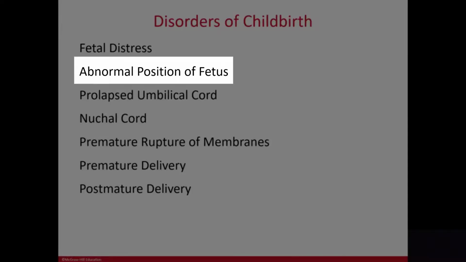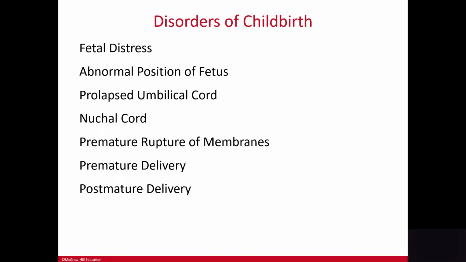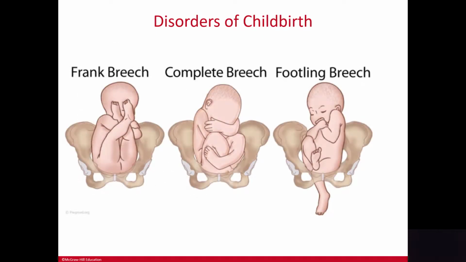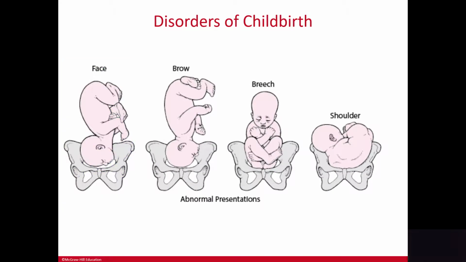The position of the fetus is an important consideration during delivery. The normal position of the baby should be head down or head first, which is called a vertex presentation. Abnormal positions include breech, where the buttocks are presenting first. And breech can be either complete breech, what we call a frank breech, where the feet are up near the face, or footling breech, where one foot comes down before the other. In a face presentation, the baby's face presents first instead of the top of the head. And in a shoulder presentation, the baby's shoulder and upper back present first instead of the top of the baby's head.